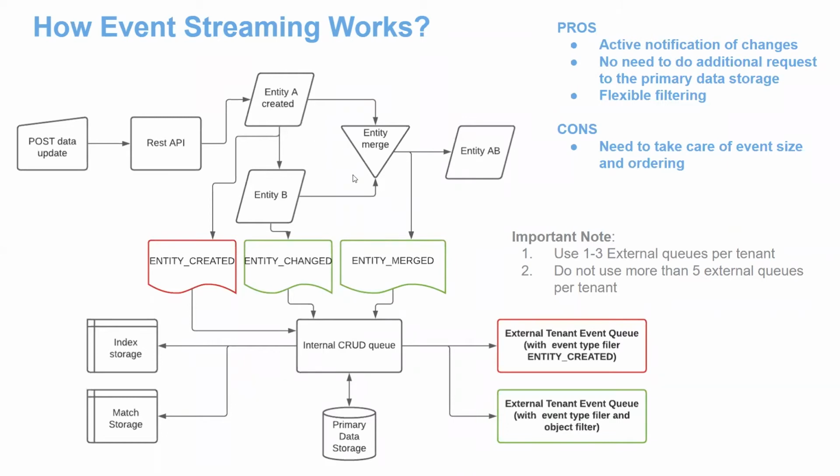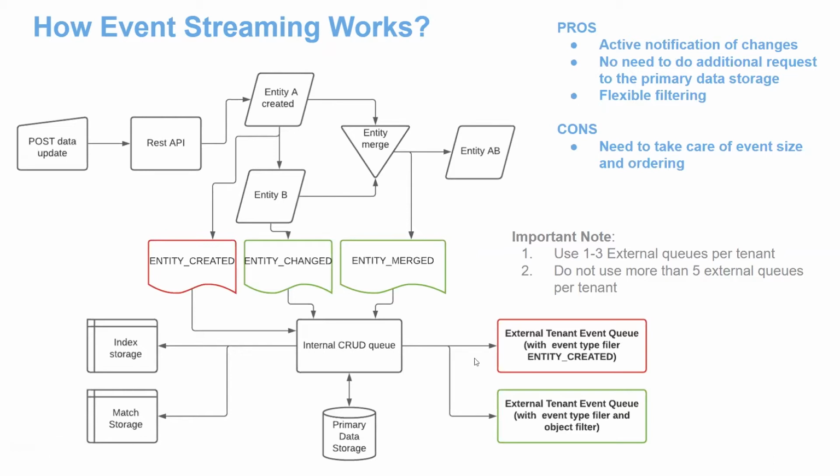These two entities will merge into AB entity, I just called it that. And then an entity merged event will be generated and again sent into the internal CRUD queue. This internal CRUD queue is used to synchronize versions of the entities or other types of objects like relations between the primary data storage and secondary data storages like index, for example, which is used for search, or match storage, which is used for match and merge.